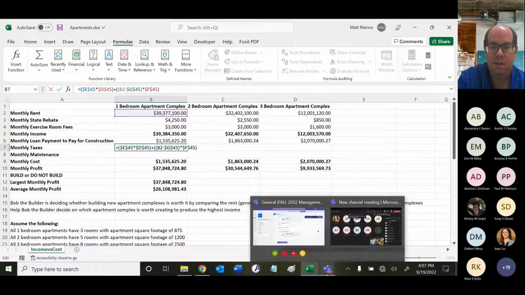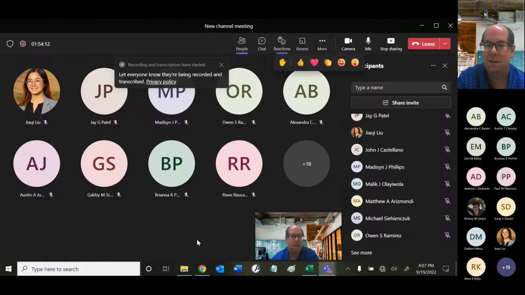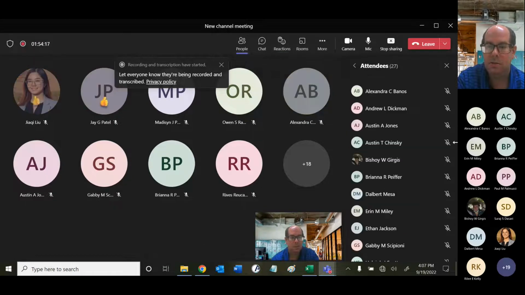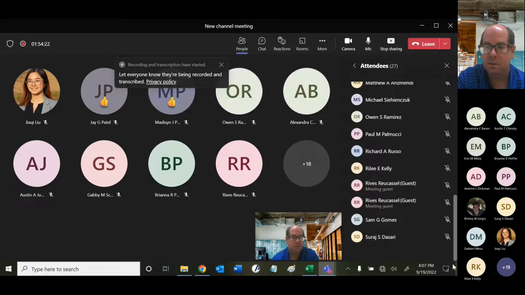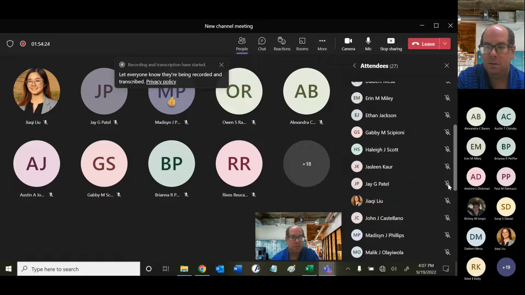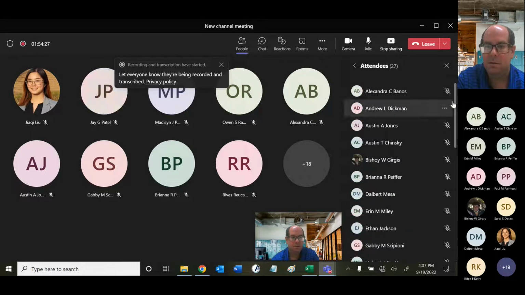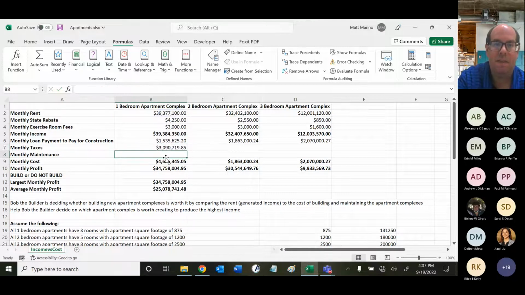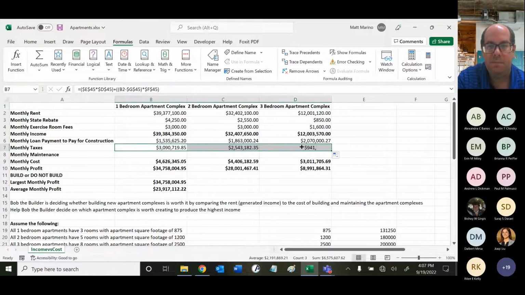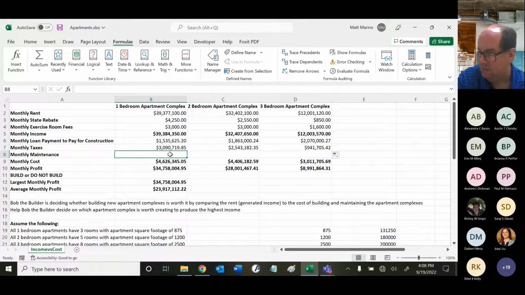So give a little thumbs up and everybody's good with that. Okay. It looks like everybody's good with that. So we hit enter and autofill over. Everything's good. And we can move on to monthly maintenance.